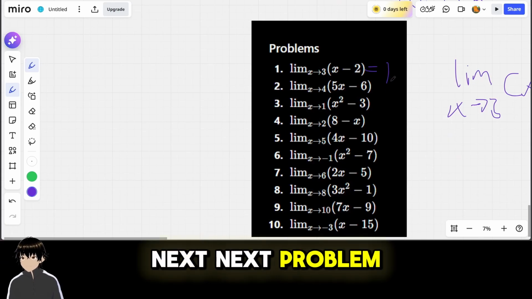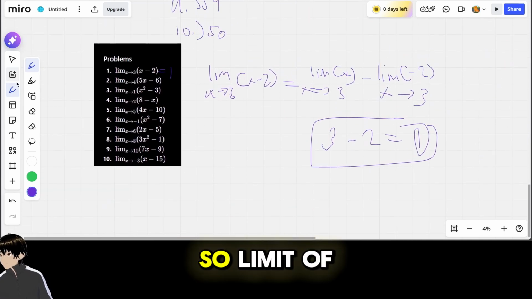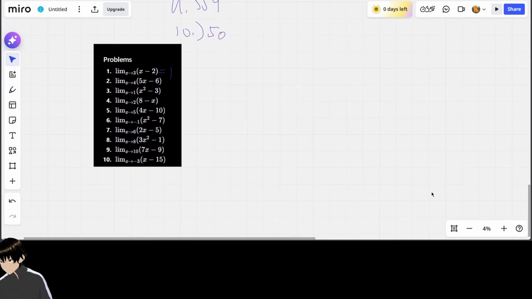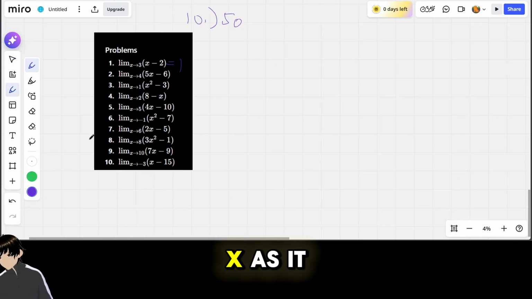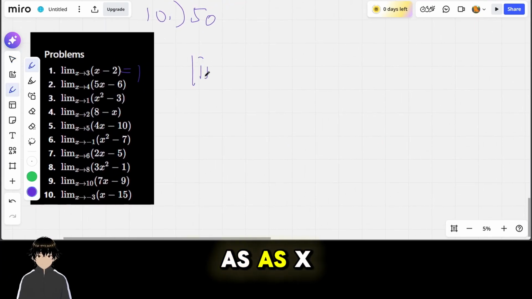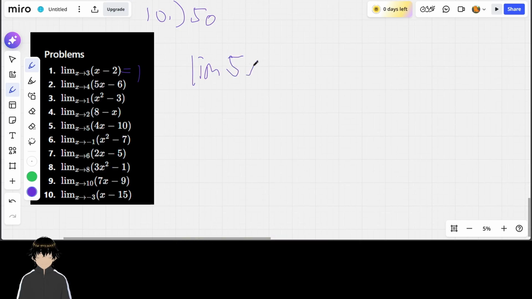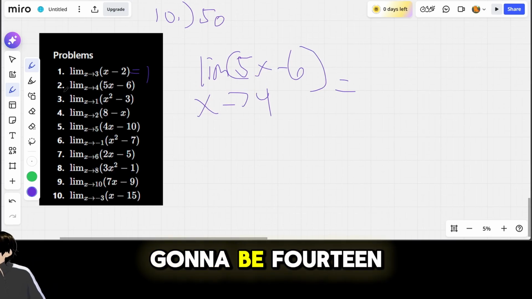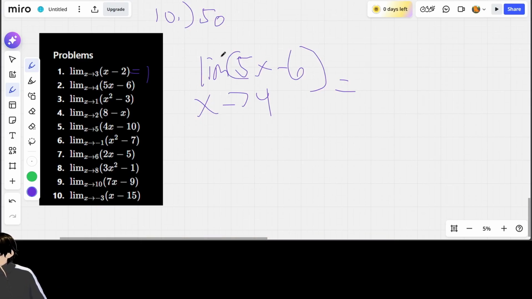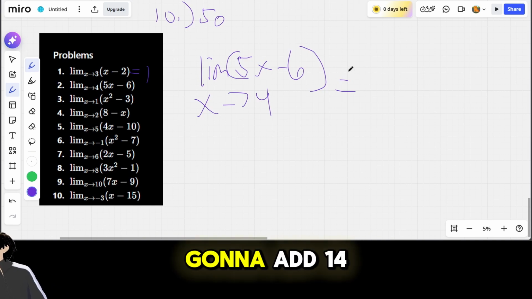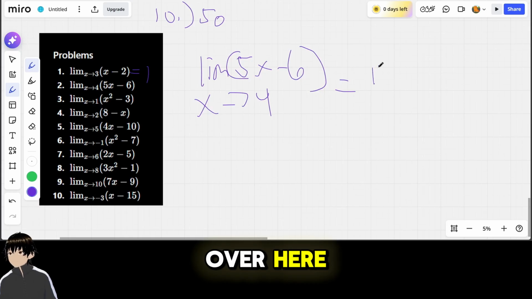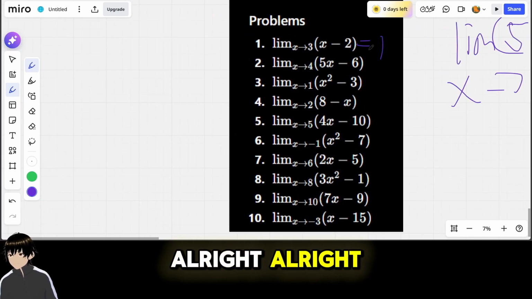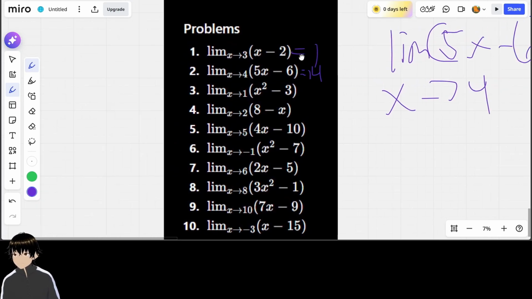It's the next problem right here. The limit of 5x minus 6 as x approaches 4. So 4 here: 5 times 4 is 20, minus 6, it's going to be 14. So we're just going to add 14 over here. All right, so let's go to the next question.